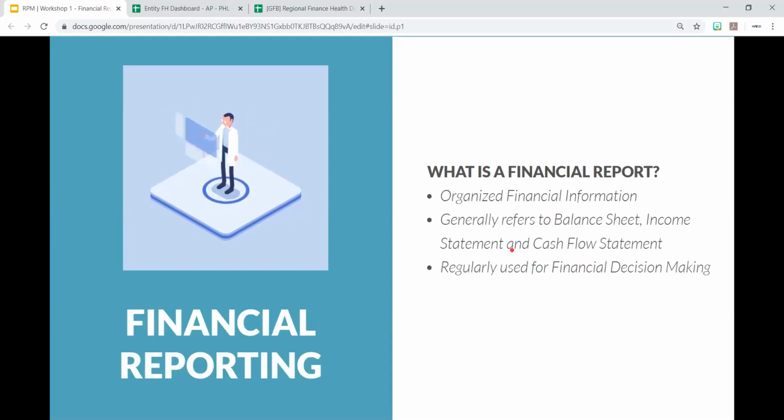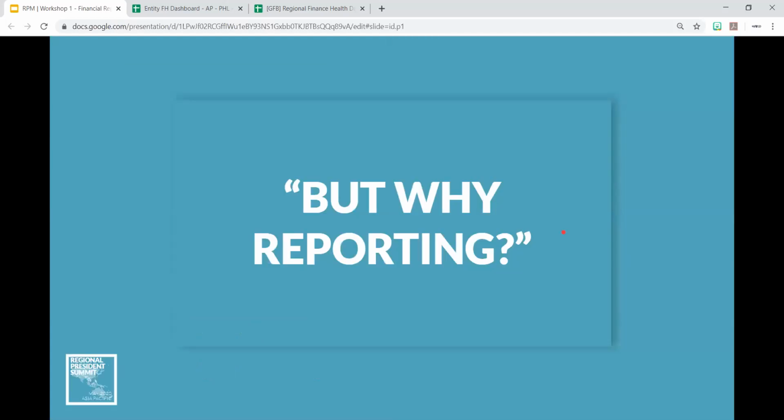But when it comes to a financial report, this is organized financial information, generally referring to the balance sheet, income statement, and cash flow statement, regularly used for financial decision making. You may hear these terms a lot from your finance people. I'm not going to talk about the specifics of these. I think there are going to be upcoming universities, and of course you're going to have more synergy with your finance people. So don't worry, I'm not going to go through all of the specifics of this, but more on the general side. But why do we have to talk about reporting?